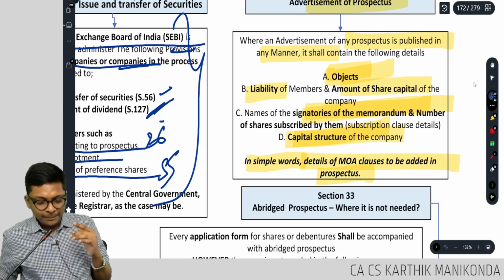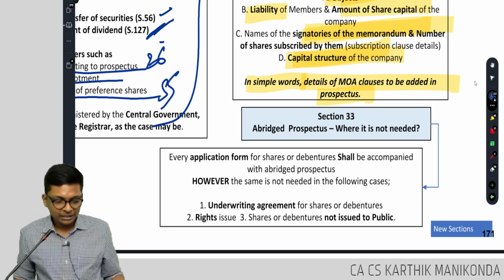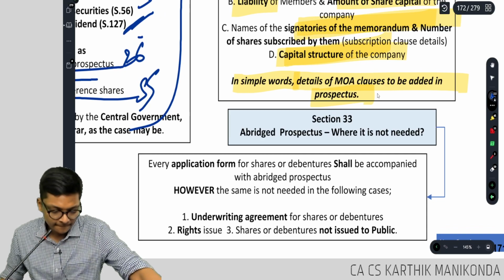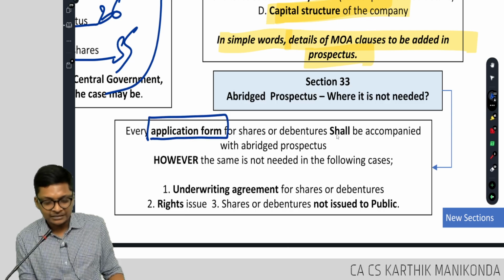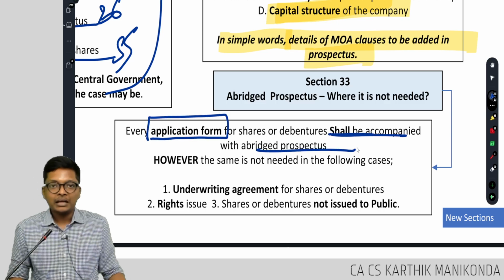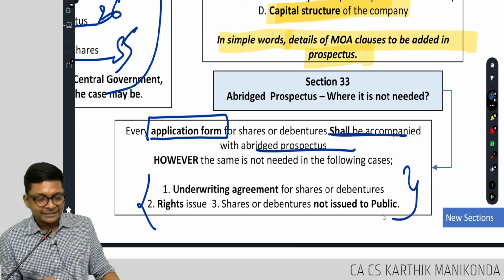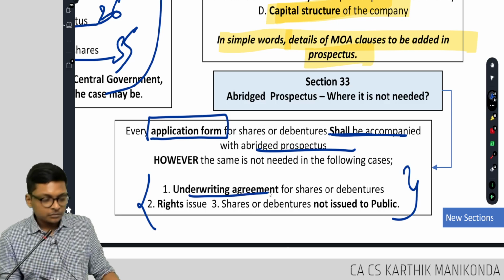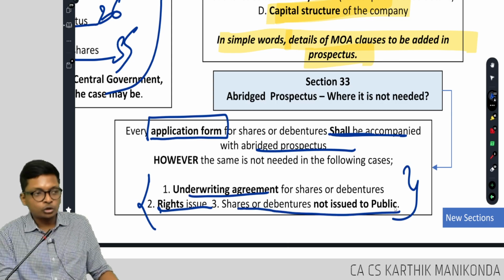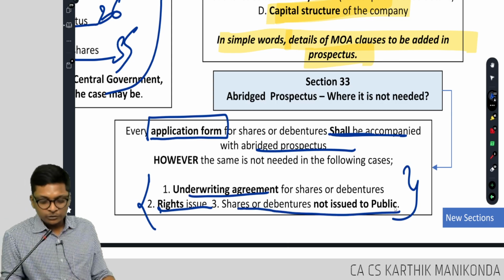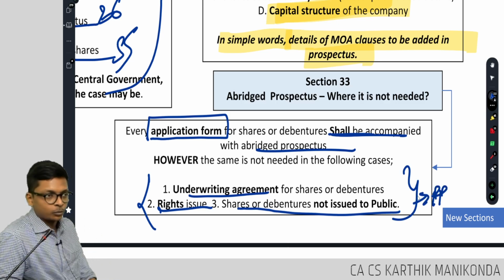But in some cases, an abridged prospectus is not mandatory. What are those cases? See, every application form of shares shall be accompanied by an abridged prospectus. Not needed only in 3 cases: either underwriting, rights, or shares or debentures not issued to the public. That means what? Private placement. Correct? Why? Can we guess why it is not needed here?